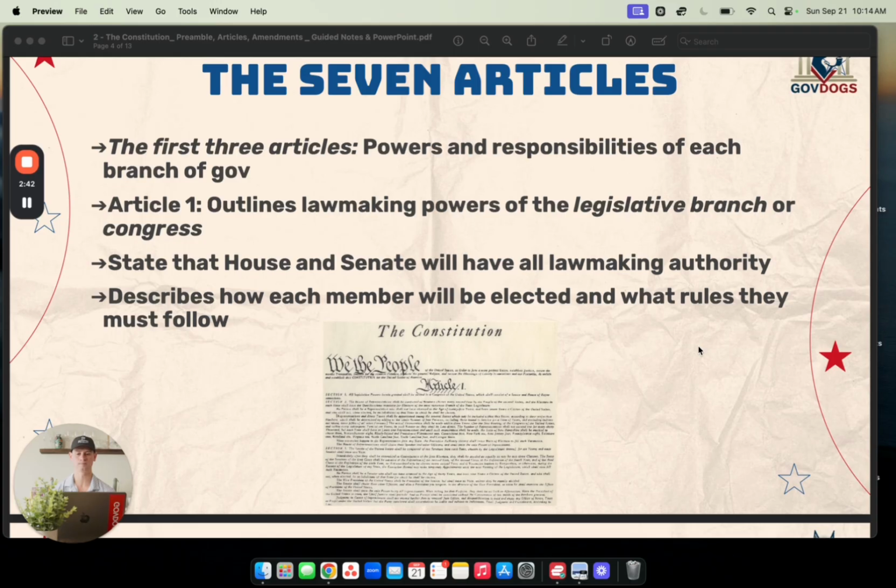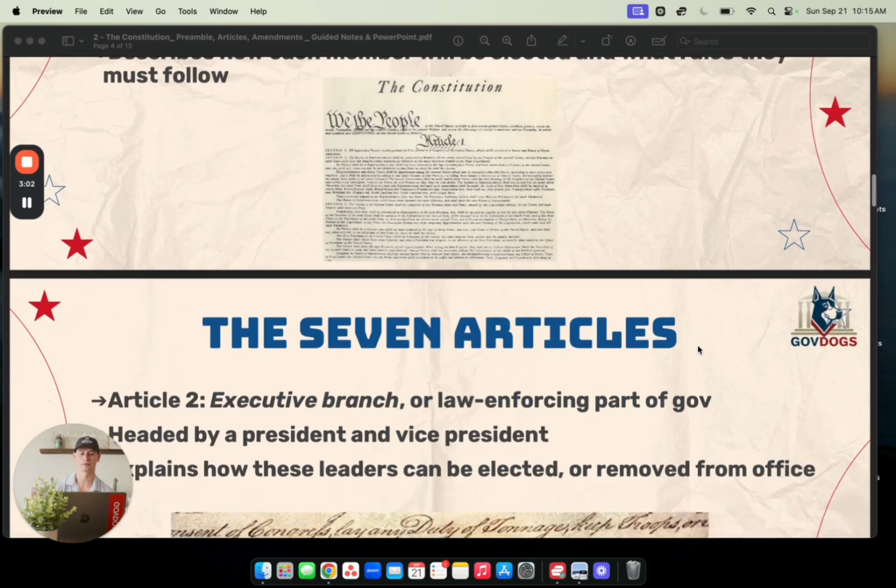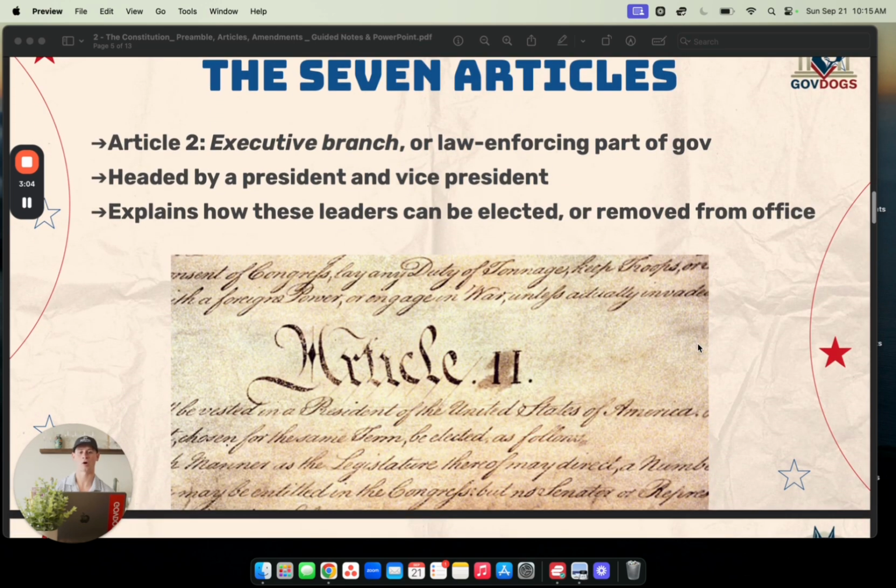Article 1 states that the House and the Senate will have the lawmaking authorities, okay? So that bicameral legislature will have the ability to make laws. And it describes how each member will be elected and what rules they must follow, all right? So the Constitution is kind of a rule book for the federal government, all right? How it's structured, what their powers are, what they can do, what they can't do. Article 2 is the executive branch, or the law enforcing portion, headed by a president and a vice president, and it explains how these leaders can be elected, okay, or impeached and removed.